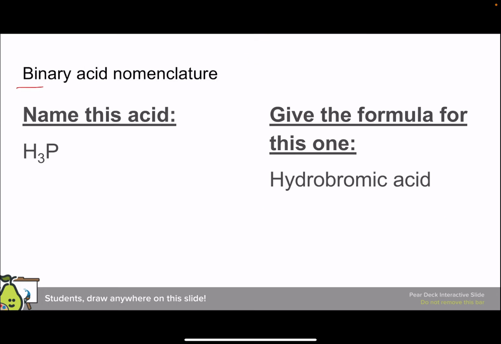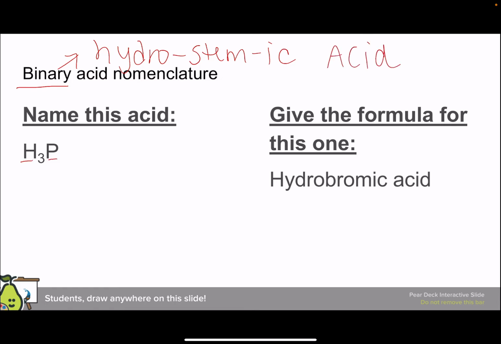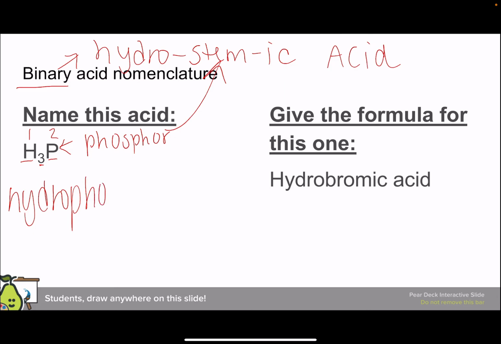Now, if we're naming our binary ones, we have a very specific formula. We're going to name it as hydro, whatever its stem is, and then ic. Don't forget its last name of acid. So if we see H3P, the 3 just lets us know that we need to balance it out. But since it's binary, aka 2 elements, we're going to have hydro. And then if we look for the stem of anything that has P in it, its stem is phosphor. So we're going to see hydrophosphoric, and then its ending is ic. Don't forget its last name of acid.